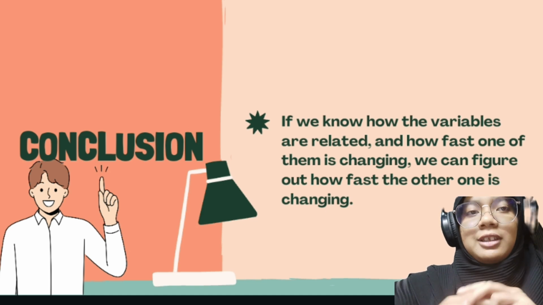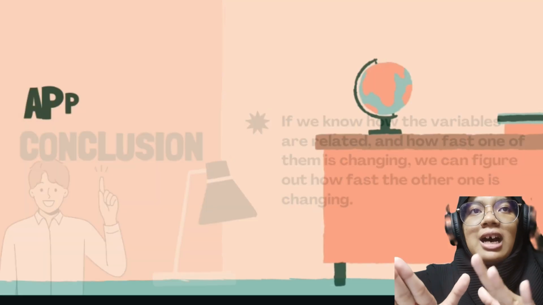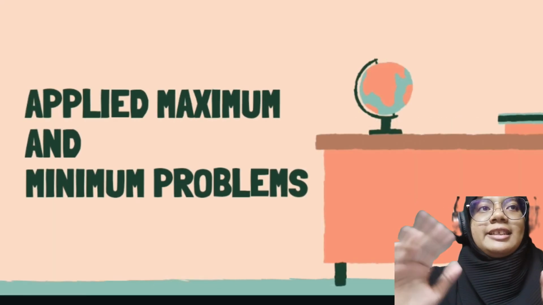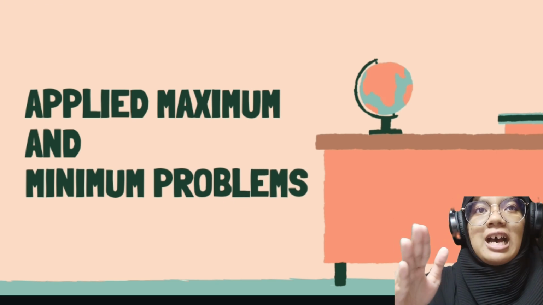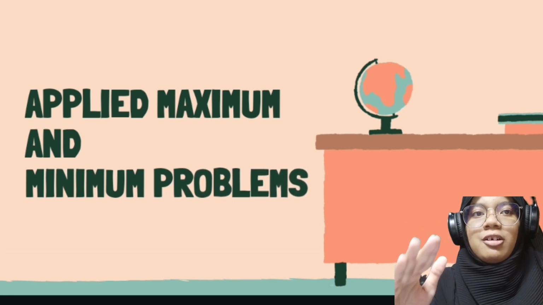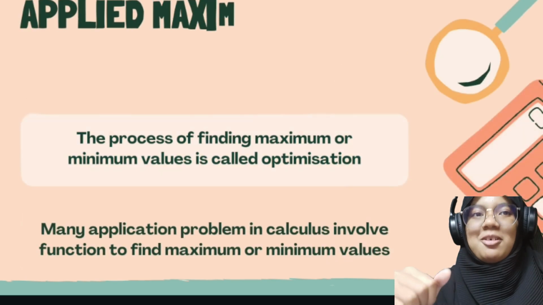The conclusion for related rates is: if we know how the variables are related and how fast one of them is changing, then we can figure out how fast the other one is changing too. So now let's move on to applied maximum and minimum problems.